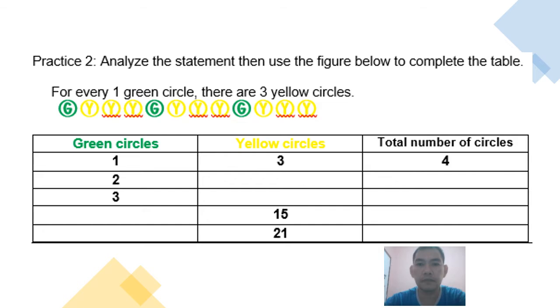Let us have another practice. This time there are green and yellow circles. Let us compare the colors' quantity and its relationship to one another by finding out the pattern of the numbers. Your 1 minute starts now.